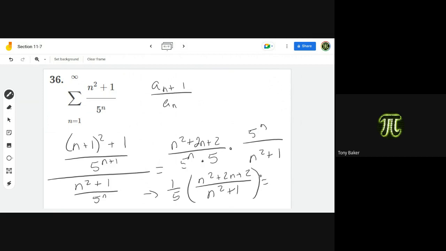All right, so the n squared plus 2n plus 2 over the n squared plus 1 goes to what? 1. So this whole thing goes to 1/5, right? So now the ratio test says I'm comparing it to what? The root and the ratio test compared to what? So this is less than 1, so that means it converges.